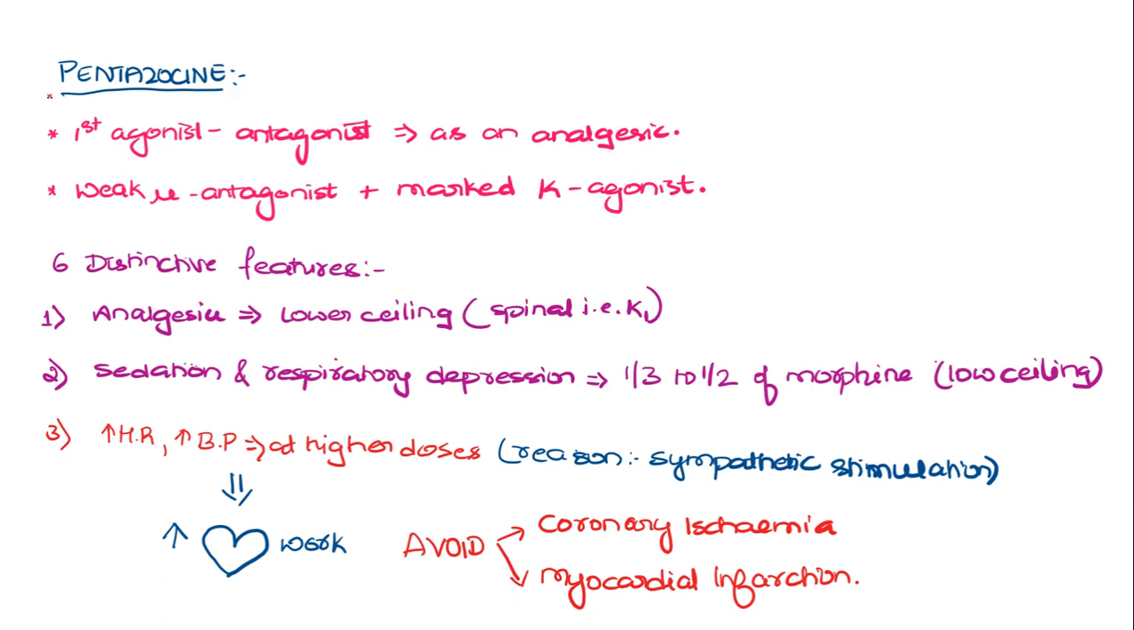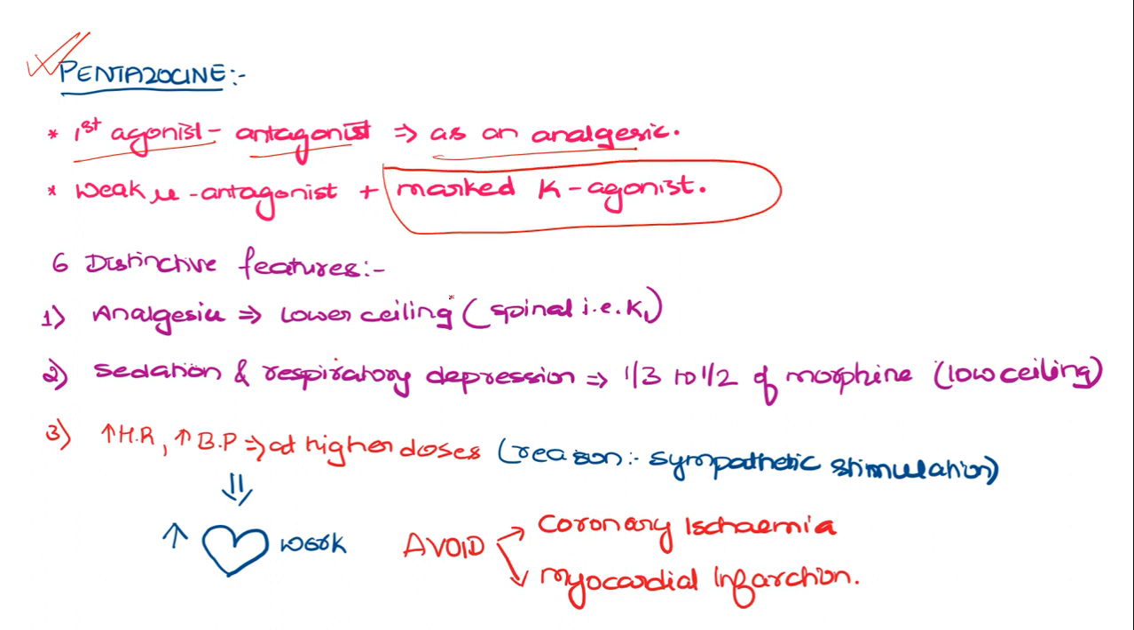So coming to the pentazocine, which is very important, it is the first agonist and antagonist which is used as an analgesic. It has got mainly the marked kappa agonistic action and a weak mu antagonistic action. So it has got six distinctive characteristics.